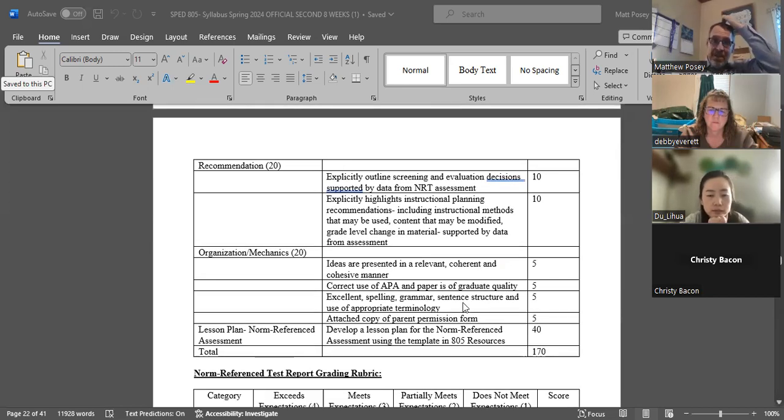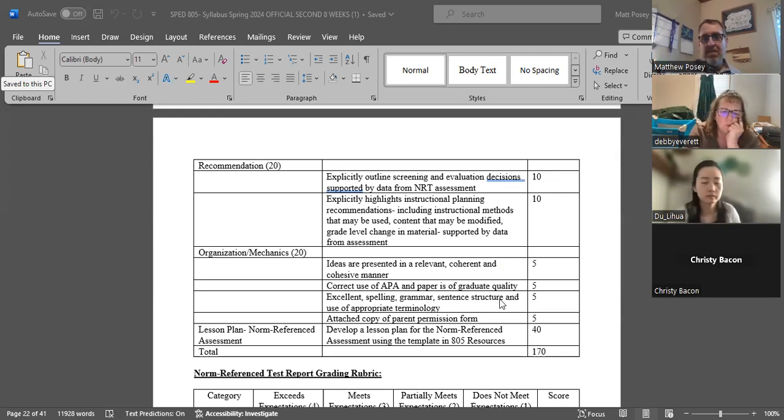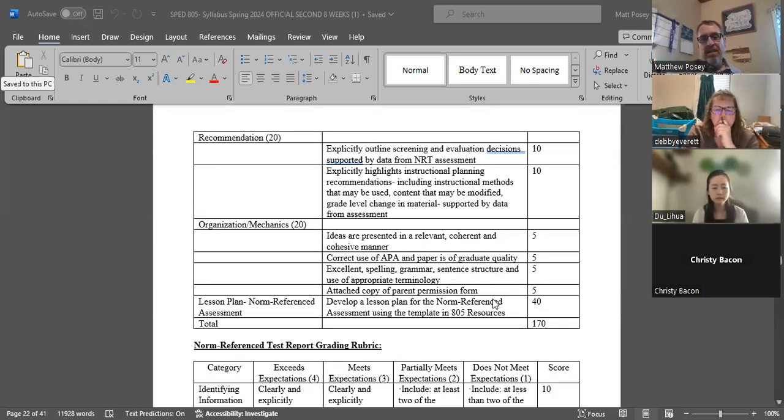Okay, even if it's the same student, make sure you include your permission form as part of the report. Even if it's the same kiddo. And then develop a lesson plan based on the information from the norm reference only. Okay, not pulling anything from the informal. We're going to develop a lesson plan based on what you feel are the weaknesses identified that you need to target based on the data you collected from the norm reference.